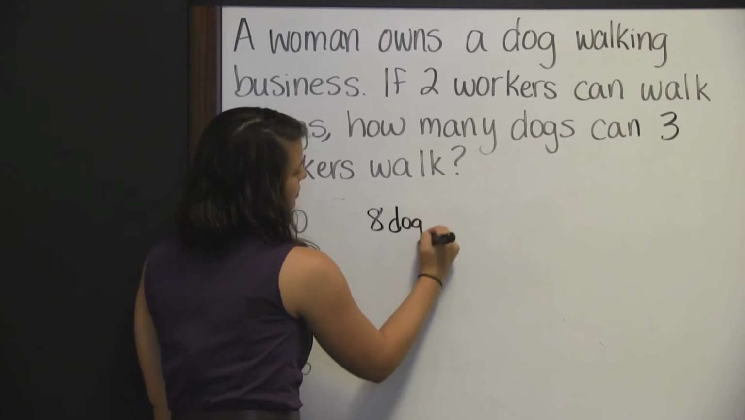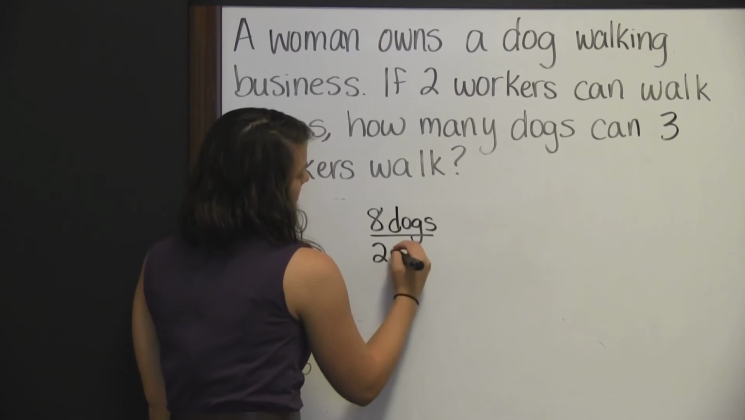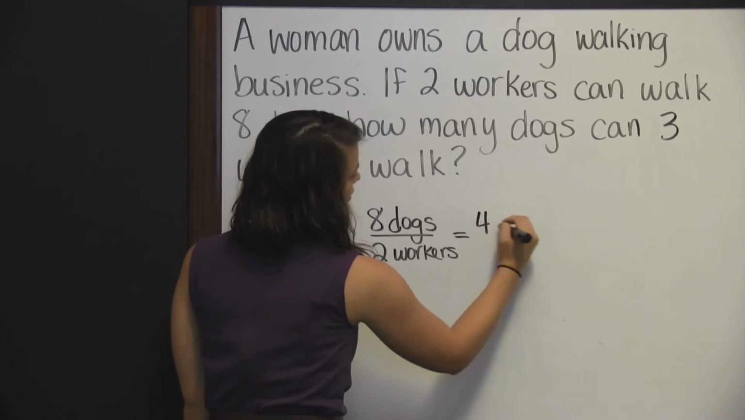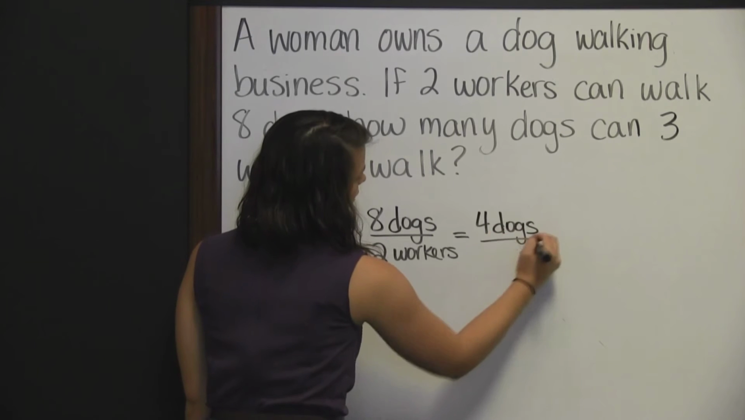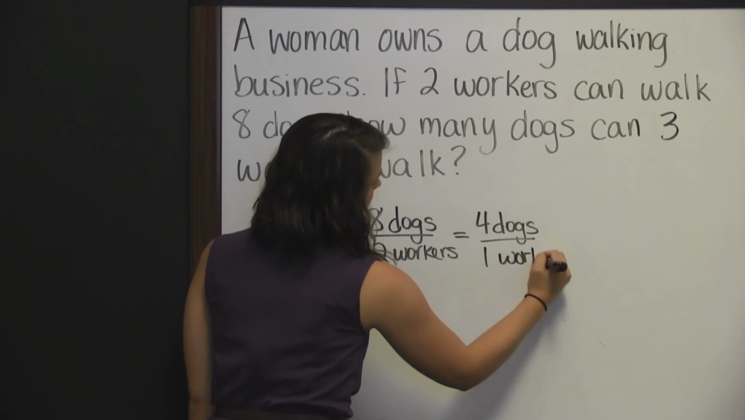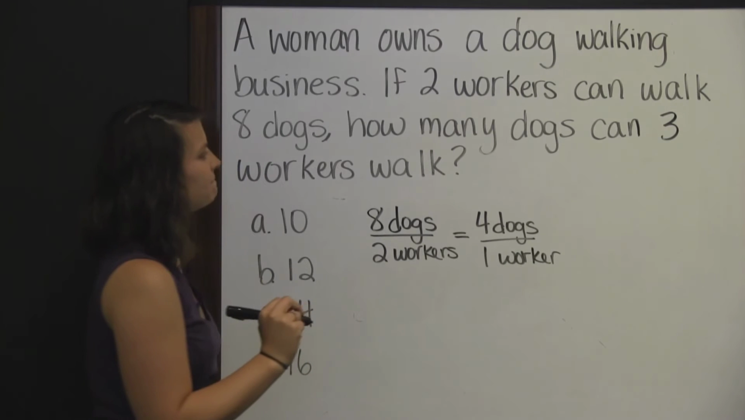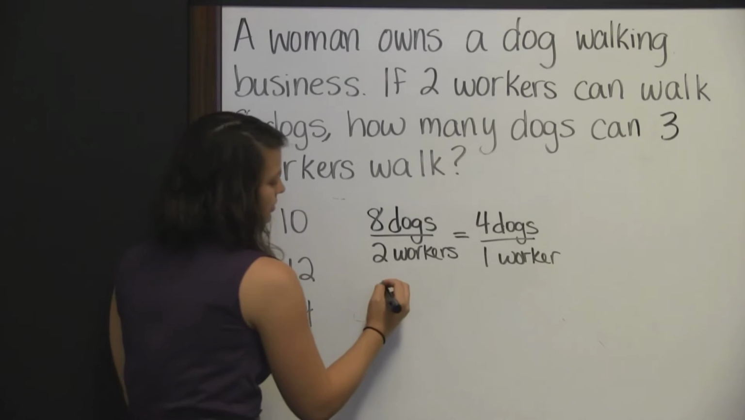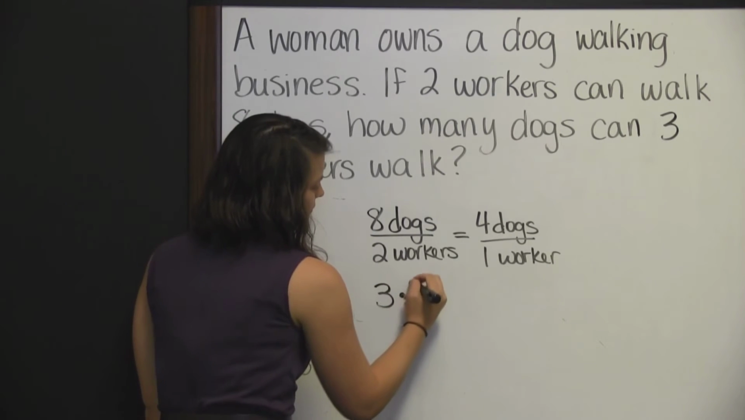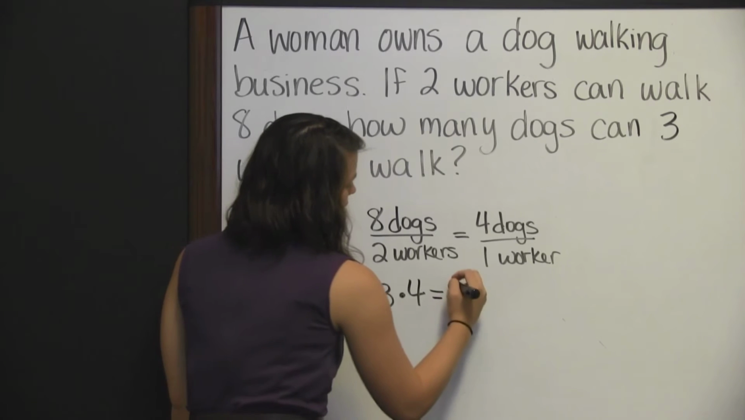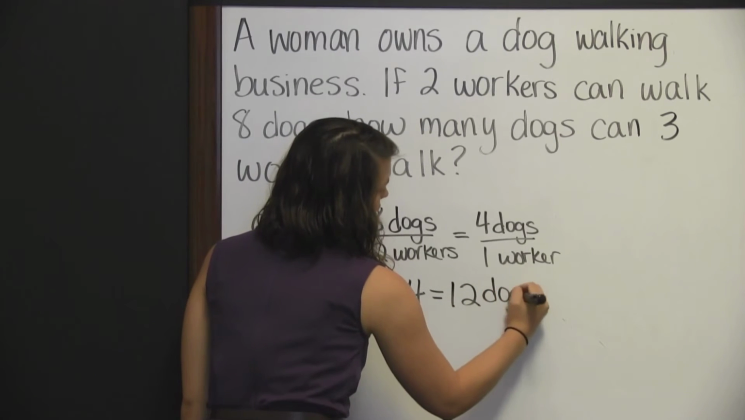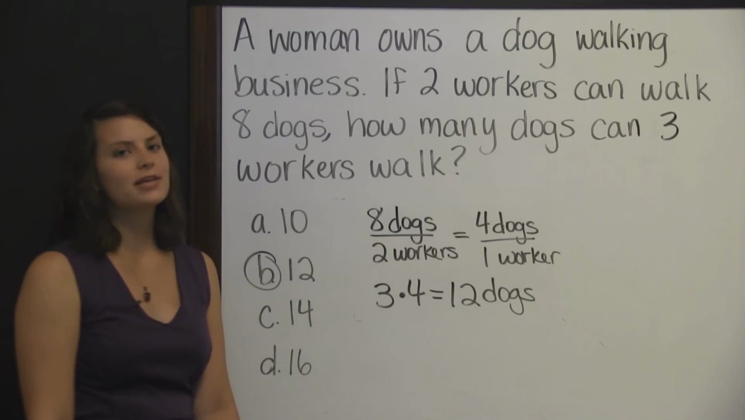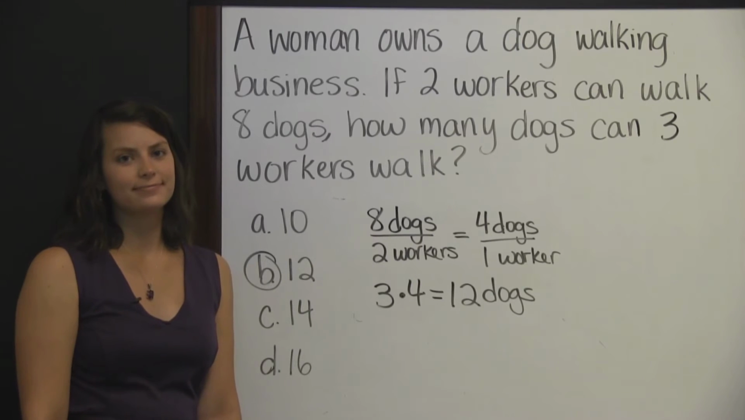So 8 dogs are walked by 2 workers, which is 4 dogs for every 1 worker. So that means 1 worker can walk 4 dogs, so 3 workers times 4 dogs per worker gives us a total of 12 dogs that can be walked. So answer choice B. 12 dogs can be walked by the 3 workers.